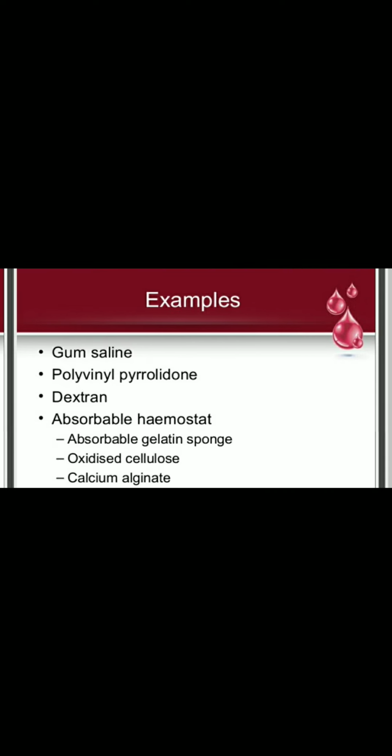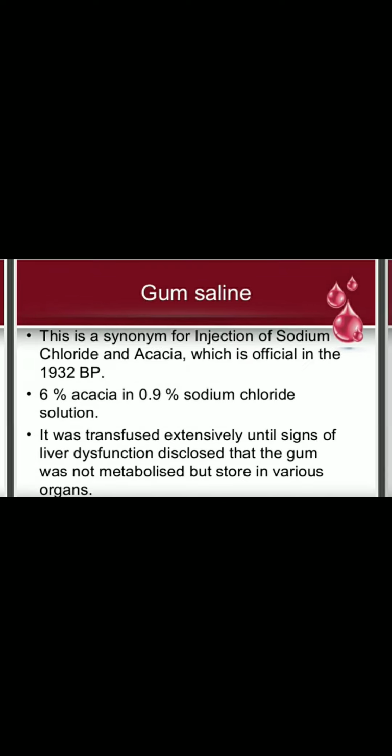Now, examples of plasma substituents are gum saline, polyvinyl pyrrolidone, dextran, and absorbable hemostats. In that, absorbable gelatin sponge is available, oxidized cellulose, and calcium alginate. Now, gum saline is the synonym for the injection of sodium chloride and acacia, which is official in the 1932 British Pharmacopoeia.